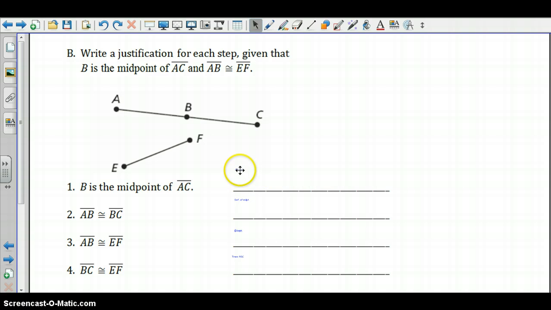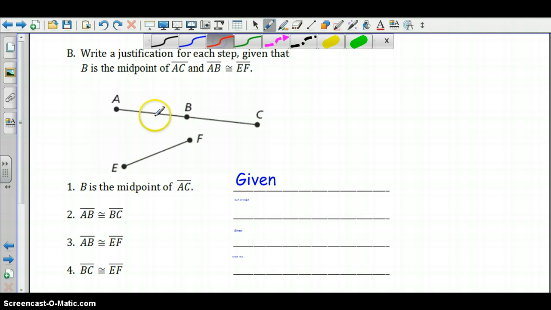All right, let's take a look at this one. B is the midpoint of AC. That is given to you. That's a given statement. Then the next statement, this is not given in this sentence, but we do know that AB would have to be congruent to BC. If you want to mark those, you just put tick marks there before you start the proof.